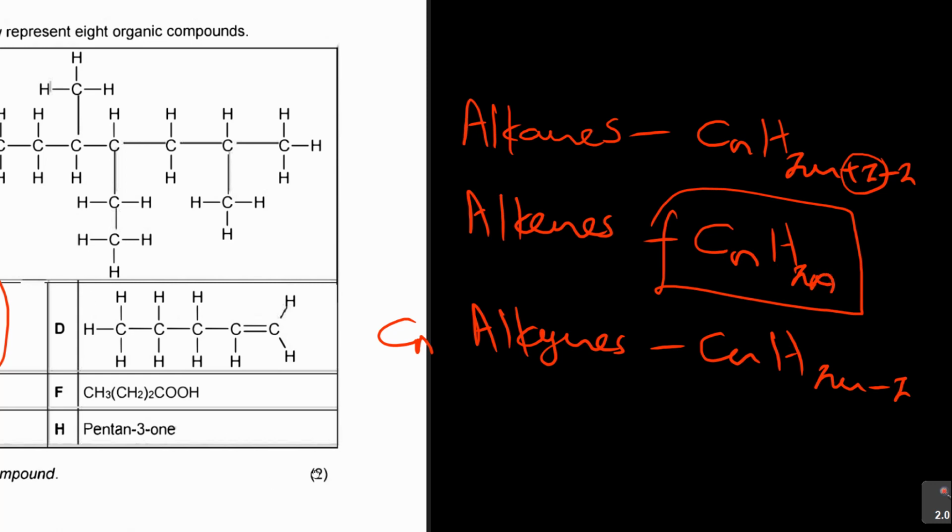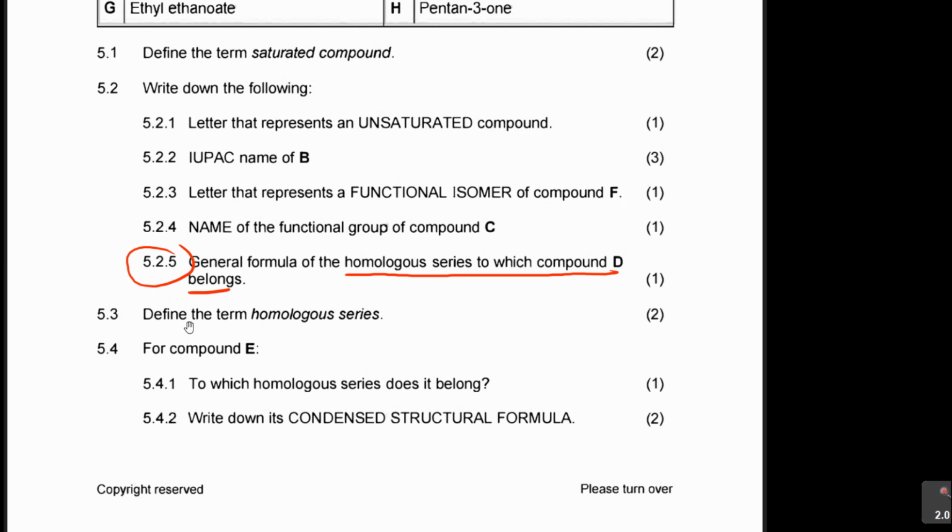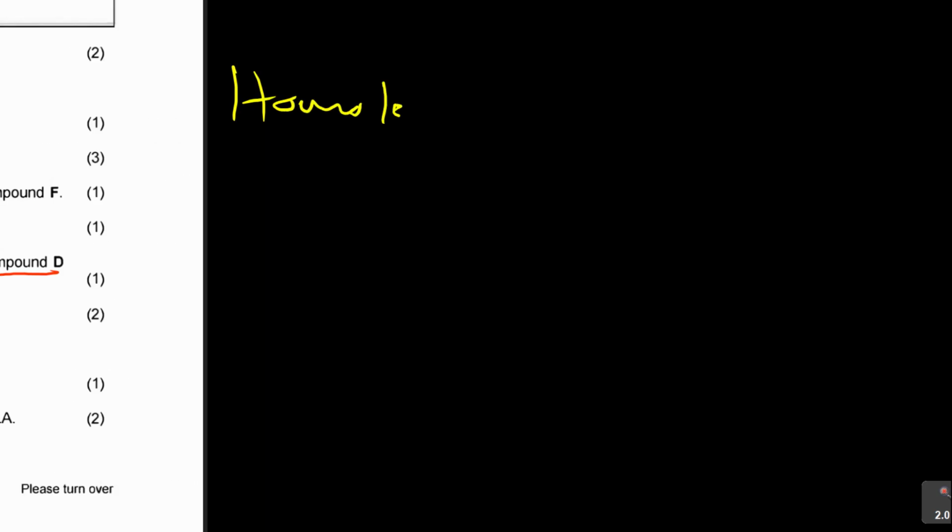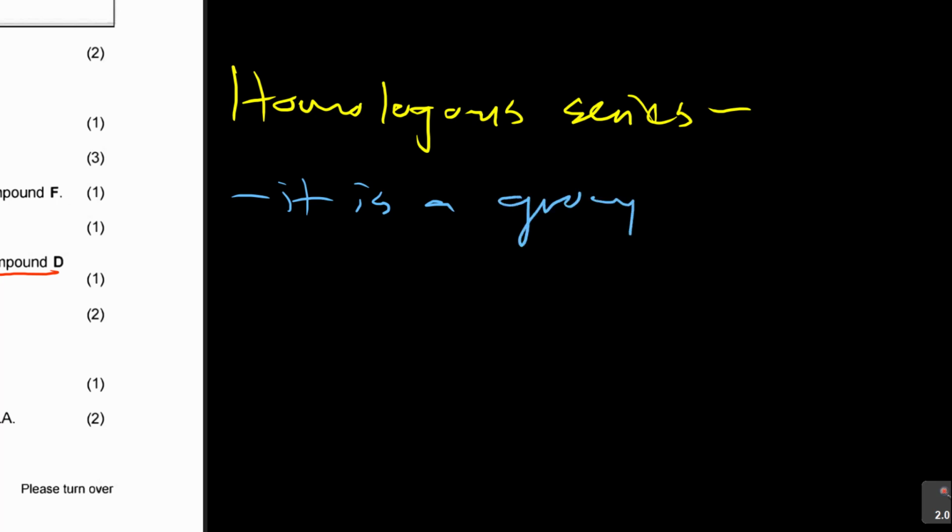All right. And then the next question is, define the term homologous series. What will you define a homologous series? Homologous series, what is it? 2 definitions you can come up with. Number 1, we are saying a homologous series is a group of organic compounds.